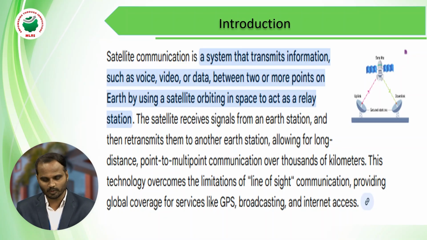allowing for long distance point to multi-point communication over thousands of kilometers. This signal will be transferred over thousands of kilometers from Earth to space and space to Earth. This technology overcomes the limitations of line of sight communication, providing global coverage for services like GPS, broadcasting, and internet access. Satellite communication is used for GPS services, that is the Global Positioning System, and broadcasting. Broadcasting means multimedia or internet access.